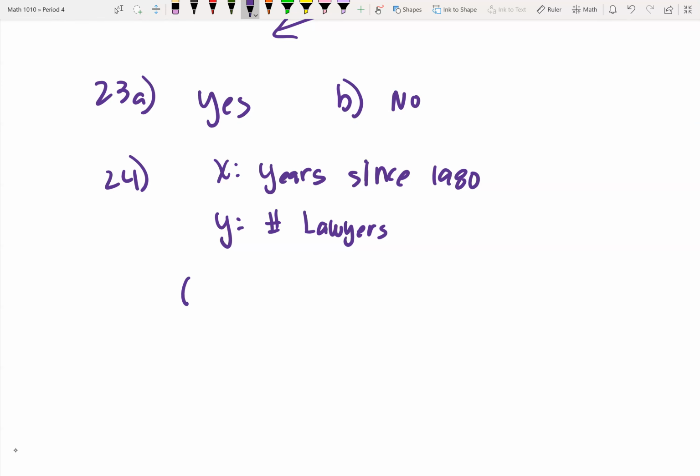In 1980, X is 0, and you get 575. And then in 2013, that would be 33 years since 1980, and it's 1,268. So there are your ordered pairs.